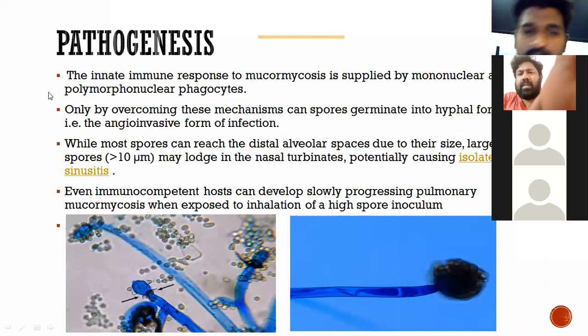So what is a little bit of pathogenesis? The innate immune mechanism against mucormycosis is supplied by mononuclear and polymorphonuclear phagocytes. Only by overcoming these mechanisms can the spores germinate into hyphal forms and ultimately lead to the angioinvasive form of infection. While most spores can reach the distal alveolar space due to their size, larger spores greater than 10 microns may lodge in the nasal turbinates, potentially causing isolated sinusitis. Even immunocompetent hosts can develop slowly progressive pulmonary disease when exposed to a high spore inoculum.